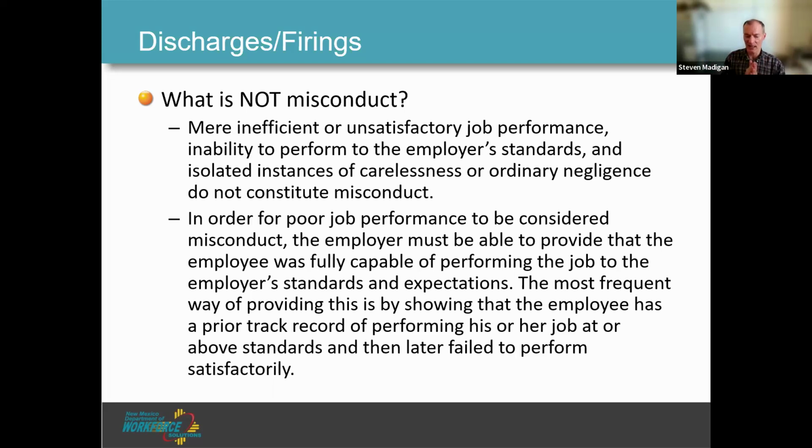Because obviously, if they were meeting it, but then some of the equipment is broken, that could explain the dip in their productivity, if there are extenuating circumstances. But if everything remains the same, they previously were meeting expectations, now aren't, we can determine that as misconduct.